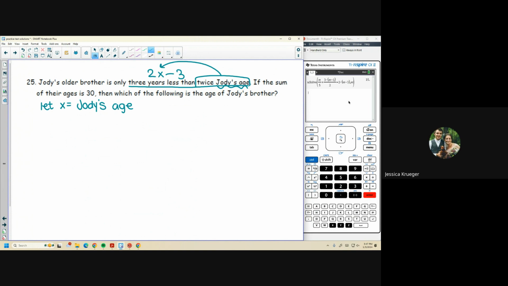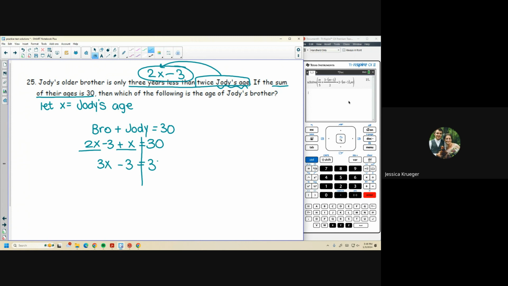It says the sum of their ages is 30. That means if I take the brother's age plus Jody's age, I should get 30. Well, I know Jody's age is x, and I just found out the brother's age is represented by 2x minus 3. So altogether, that should give me 30. Now I can solve this. 2x plus x, same side, so I just add them together. 3x minus 3 equals 30.